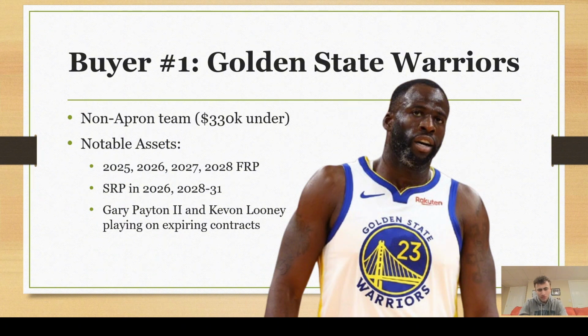So, on that note, our first buyer is the Golden State Warriors. Now, the Warriors are a non-apron team. They are 330,000 under. What does this mean?